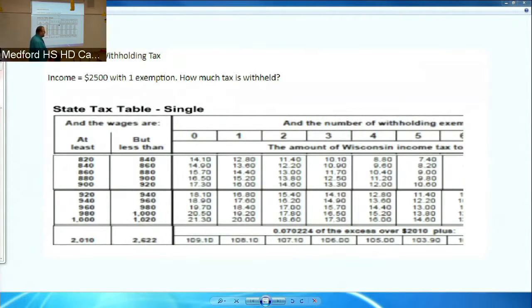Okay, it's more than just a percentage. The percentage is based off of your income level. So we're going to take a look at a person who has an income of $2,500 with one allowance, one exemption.